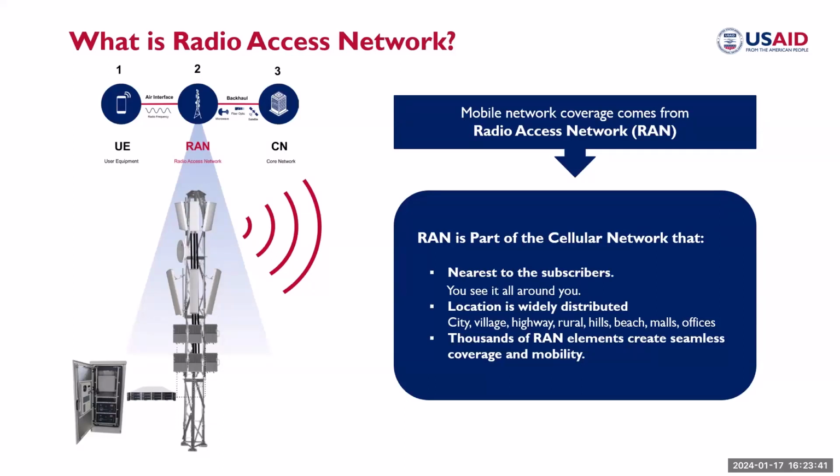The RAN is the part of the cellular network that is nearest to the subscriber, because you can see it all around. It's the access point for our mobile devices. The location is widely distributed. We can see it in the city, villages, highways, in the hills, beaches, and malls. And thousands of RAN elements create seamless coverage and mobility.